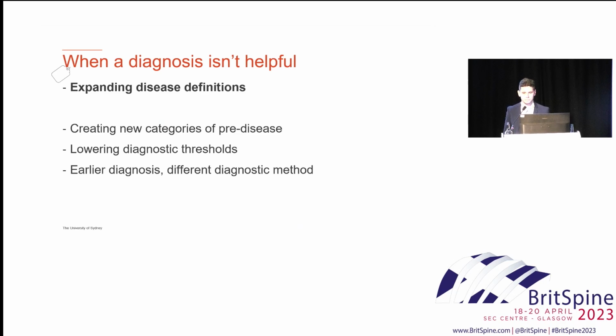There's some other ways where diagnosis might not be necessarily helpful, and that happens a lot in healthcare when diseases have their definitions expanded, and that can be done via creating new categories of pre-disease. That happens a lot, pre-diabetes, pre-high blood pressure. In instances where diagnostic thresholds are lowered, and that happens a lot as well, or when a new test with the promise of providing earlier diagnosis goes into the market without a full assessment of its accuracy and validity.